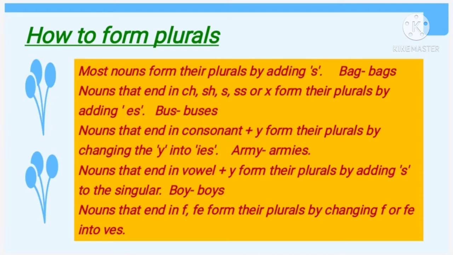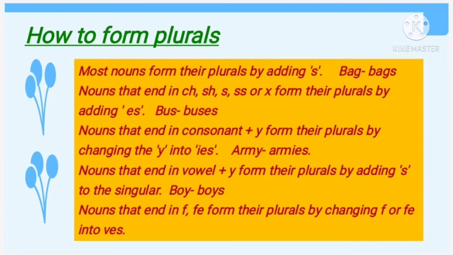Some nouns have the same form in singular and in plural, like aircraft. So aircraft will be aircraft in plural also. Fruit. Fruit will be fruit in singular and in plural also.